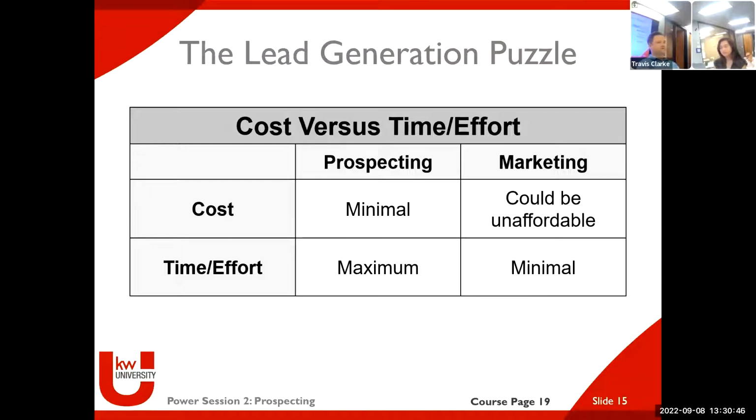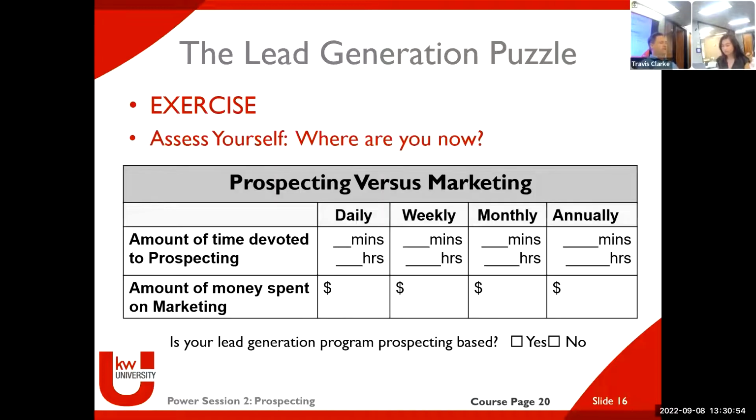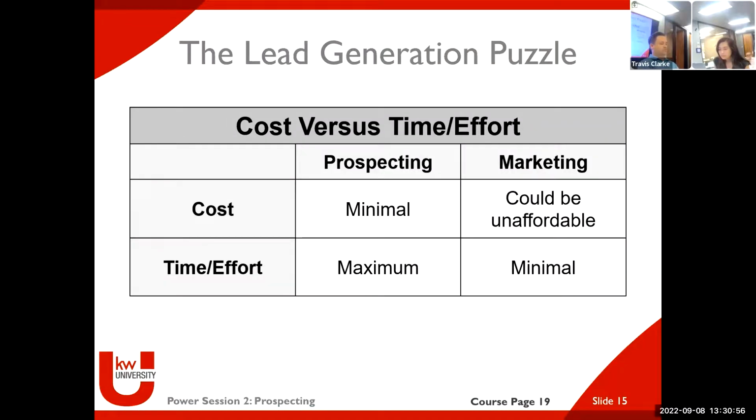Okay. Questions? Yeah. So on this sheet, it says the cost of prospecting is minimal, time and effort is maximum. Okay. So does it cost money to door knock? Do you have to spend a lot of time to door knock 1,000 doors? I could mail 1,000 doors, right? That's going to cost me a lot of money and it's not going to take me that much time. So you kind of have to understand what those things could be.